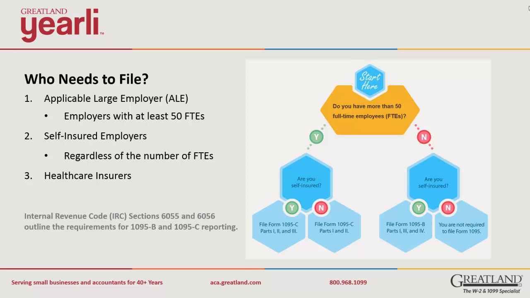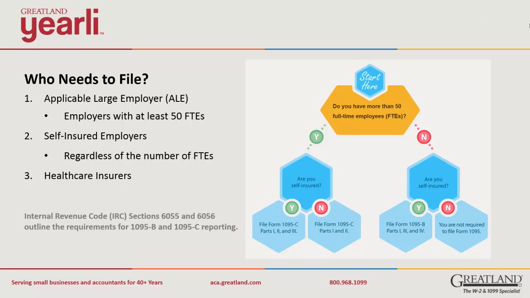Who needs to file? 1. Applicable large employers. Again, these are employers with at least 50 full-time equivalents. 2. Self-insured employers. These are employers who have liability for all employee claims incurred and pay each claim. And 3. Healthcare insurers. The Internal Revenue Code Sections 6055 and 6056 outline the requirements for Form 1095B and 1095C reporting. I strongly encourage you to read these regulations to fully understand your Affordable Care Act information reporting requirements.